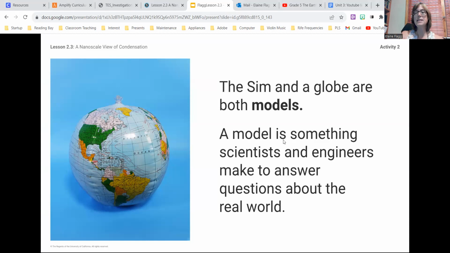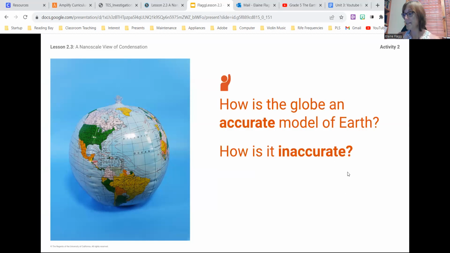A model is something scientists and engineers make to answer questions about the real world, as I just said. Now, how is the globe an accurate model of the Earth? Well, it shows the right perspectives and where the continents are. And how is it inaccurate? Well, it's certainly not the right size, right?